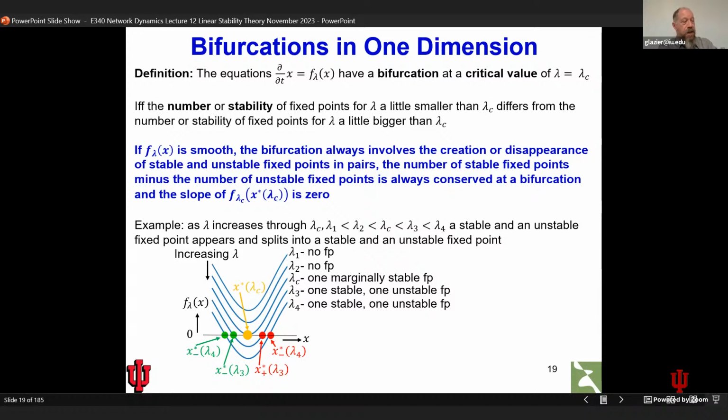And if I keep increasing lambda and pushing my line further down, those two fixed points move away from each other. So if I saw this as a little bit of a video, suppose I had a video where I gradually increased lambda, I'd see along my x-axis no fixed point, no fixed point, no fixed point. And then I create a marginally stable fixed point. And then I see that marginally stable fixed point split into a stable and an unstable fixed point that gradually move away from each other as I increase lambda. And that's the bifurcation, yes.